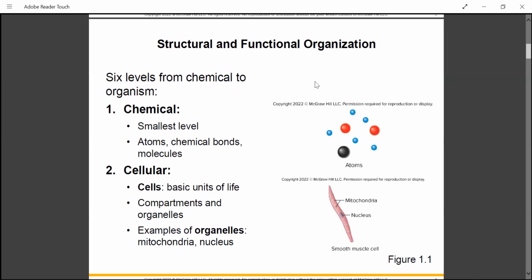Okay, we're going to talk about structure. Let me just make sure. Okay, I wanted to make sure we were recording there, guys.